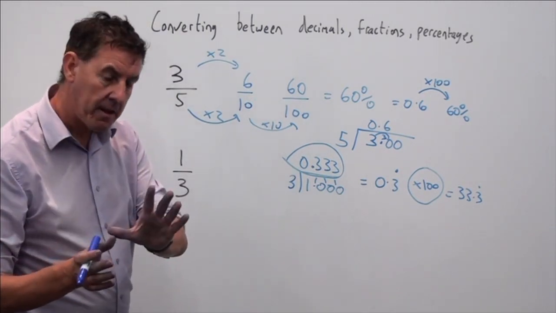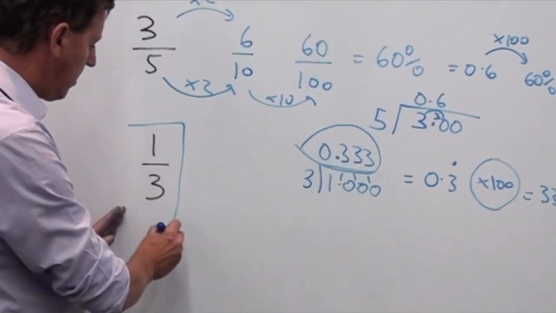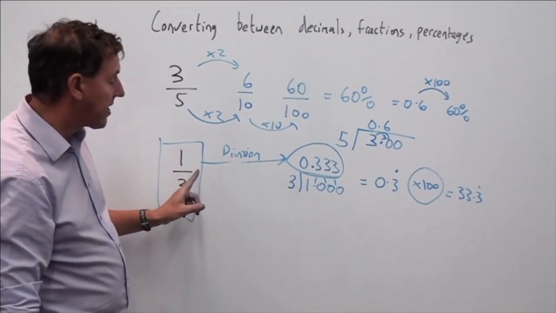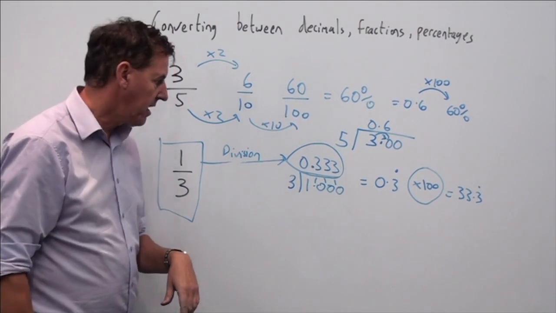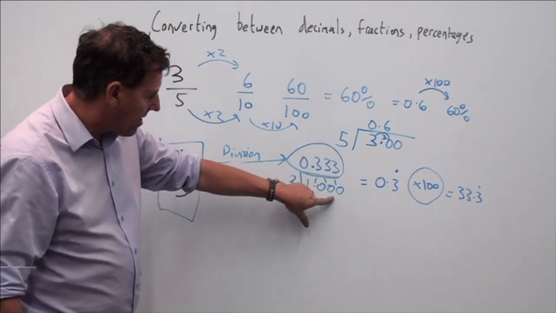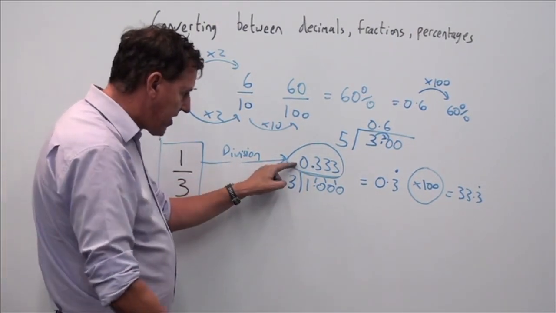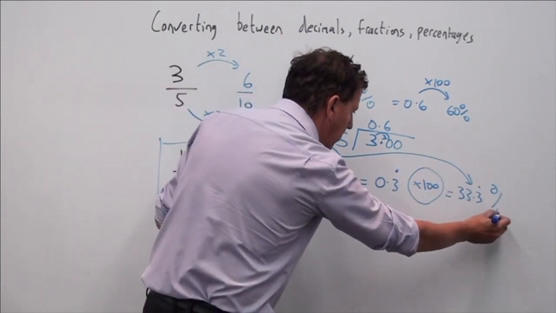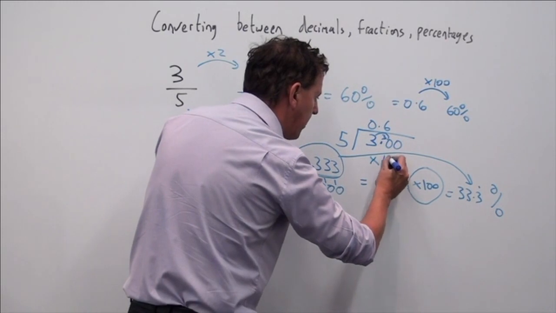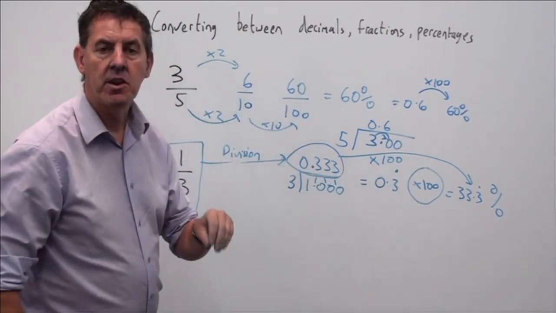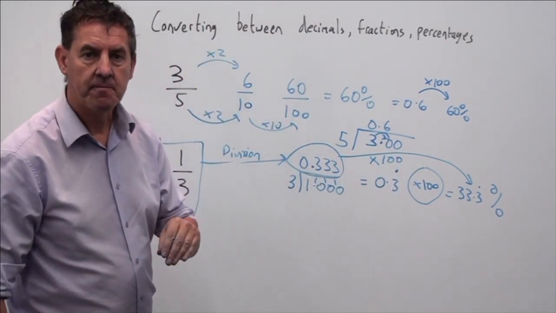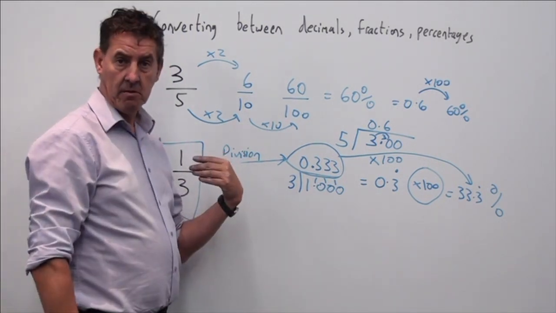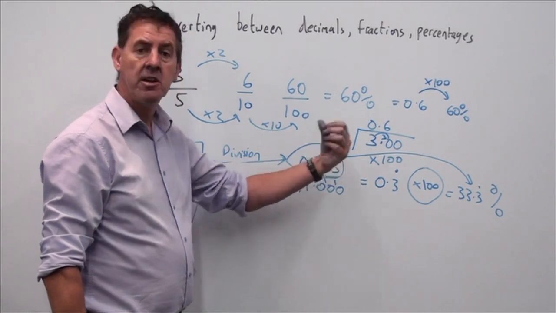So let's go through that again. You start with a fraction. To turn it into a decimal, all you would do is actually do the division sum, either on your calculator, if you were allowed a calculator, or the actual division sum here. And then to turn the decimal into a percentage, all you have to do is multiply by 100. And you've turned it into a percentage. What we're going to do now is start with a decimal and turn it into a percentage and a fraction.